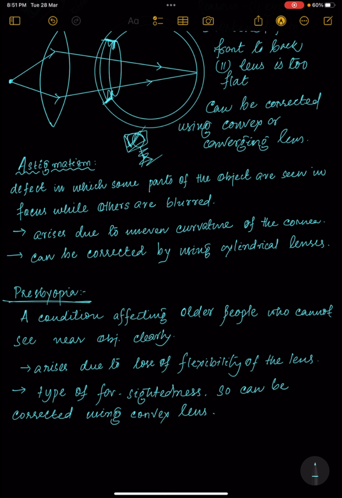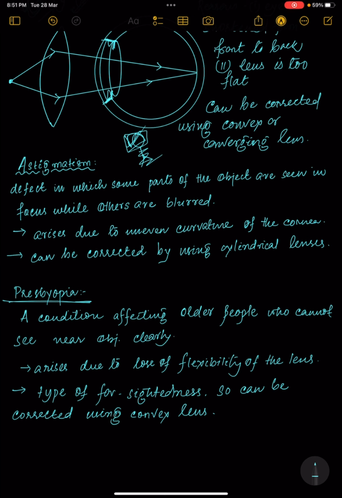Then presbyopia. This is a condition similar to hyperopia, and it mostly affects adults. It does not happen from childhood, but after a certain age, it automatically occurs in most people, at the age of 40, 45 or older. So what is the actual problem? The lens loses its flexibility. In the same way as hyperopia, where the lens was getting flat, here the lens is losing its flexibility. So again the same situation, it can be corrected using a convex lens, and they cannot see near objects clearly. The near objects cannot be seen in focus.